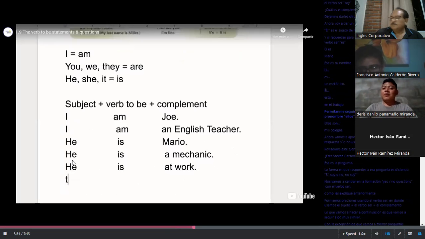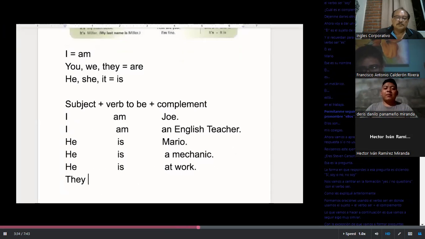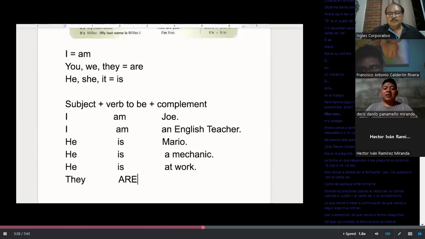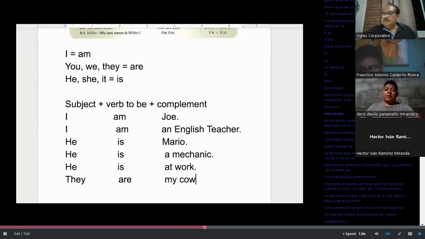Let me go ahead and give an example with the pronoun they. They are my coworkers.